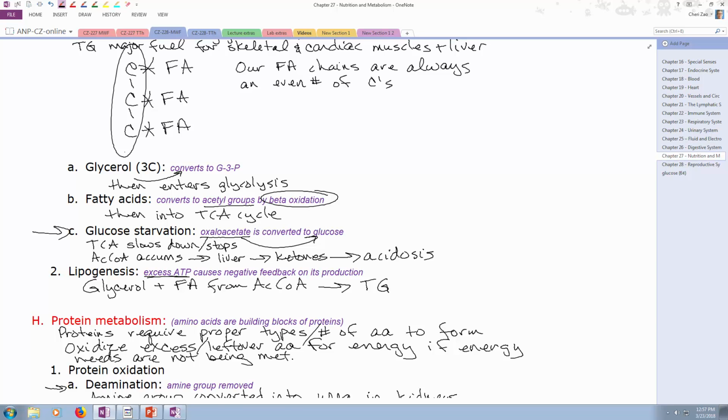Once you go over it more and more, then it becomes more familiar. Right now, it's a lot of biochemistry.